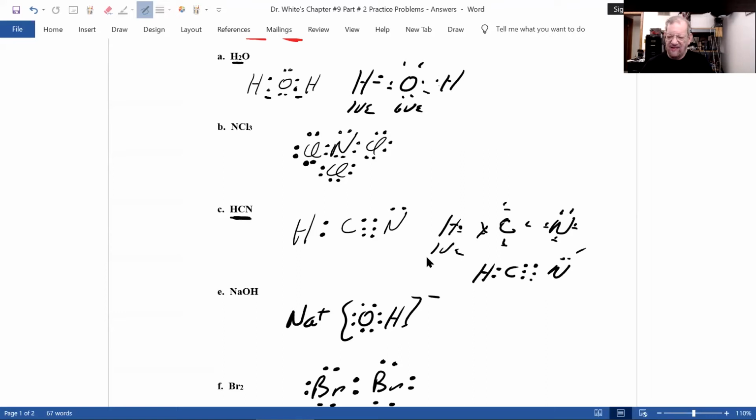And the non-bonding electrons are still there. Now, if I lose you, it went away. It said my internet connection was unstable.